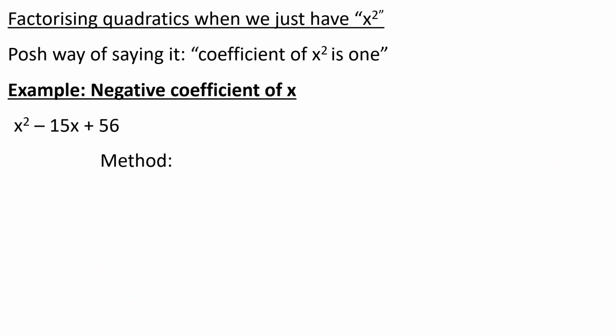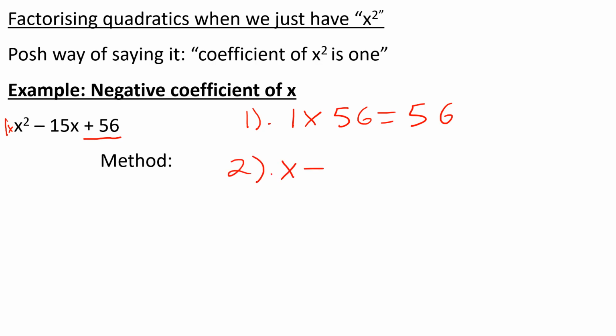Here's another question. In this question, I've got 1x squared. So I need to do 1 times the constant, 1 times plus 56. That's 56. So I want a pair of numbers that will times to give 56 and will add to give minus 15. I look at the factors of 56.